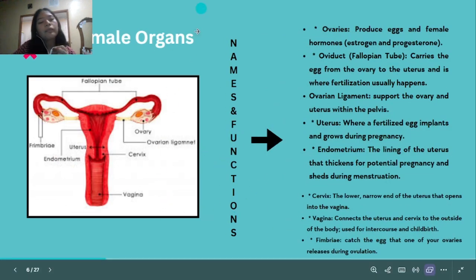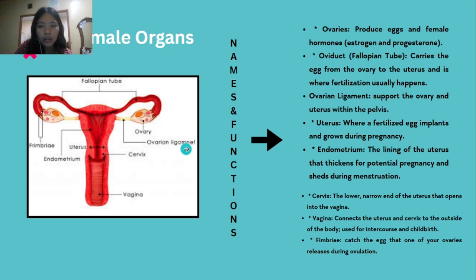And these are the pictures of female reproductive organs. The ovaries produce eggs and female hormones, estrogen and progesterone. The oviduct or fallopian tube carries the egg from the ovary to the uterus and is where fertilization usually happens. The ovarian ligament supports the ovary and uterus within the pelvis. And the uterus is where a fertilized egg implants and grows during pregnancy.